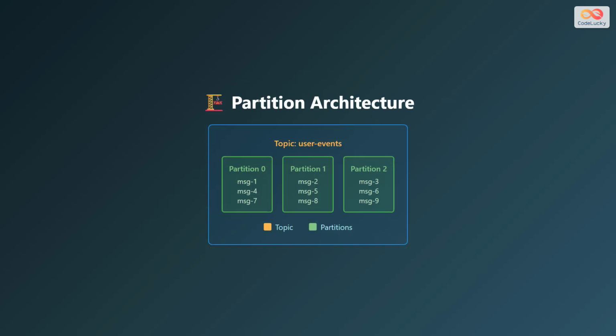Let's visualize how a topic with multiple partitions works. Imagine we have a topic called user events with 3 partitions. When messages arrive, they are distributed across these partitions. Partition 0 might contain messages 1, 4, and 7. Partition 1 has messages 2, 5, and 8. And partition 2 has messages 3, 6, and 9. This distribution happens based on a partition key, which ensures related messages go to the same partition. This architecture allows different parts of your system to process different partitions in parallel.